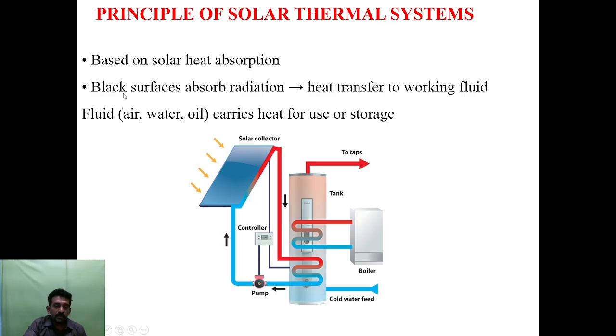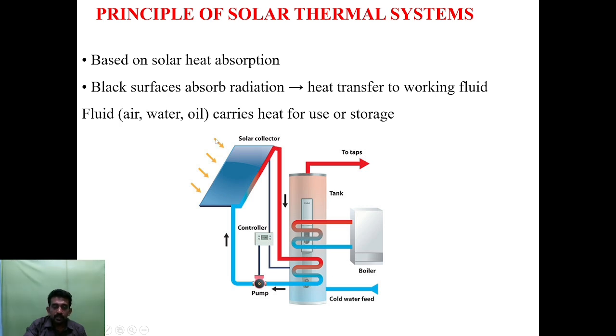Initially it has black surfaces which have a high radiation factor, so that they absorb more radiation, and the heat transfer from these black surfaces is done through the working fluid. Either it might be air, water, or oil. So it carries the heat, and it can be used directly for any applications or directly for storage. This is the basic schematic diagram explaining the principle of the solar thermal system.